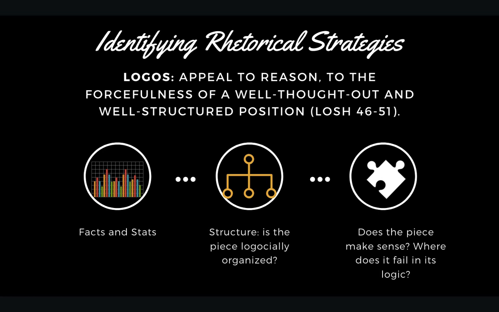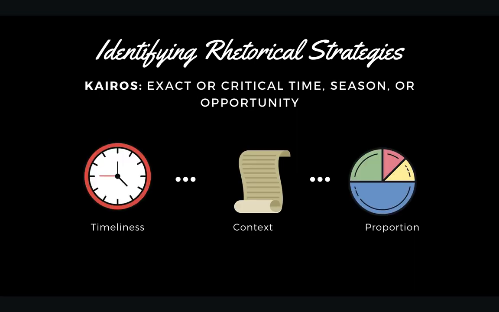The final rhetorical appeal is the appeal to kairos, and that's thinking about the exact or critical time, season, or opportunity in the piece. What happened? What is the timeliness of the piece? What is the context like of the piece? And is it proportional? Are things all done in the right time or in the exact critical time?